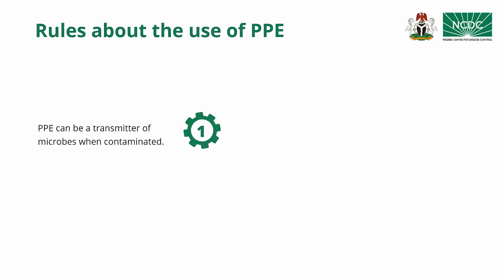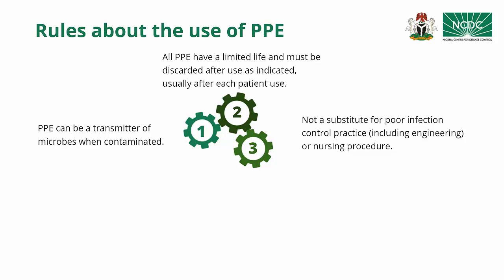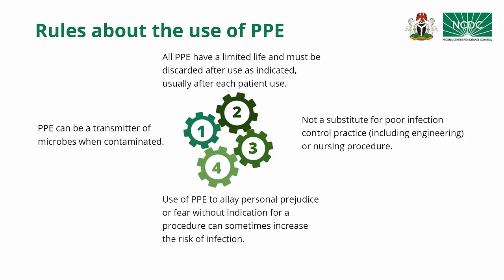Note that PPE can serve as a transmitter of microbes when contaminated. As a result, all PPE have a limited life and must be discarded after use as indicated, usually after each patient's use. The use of PPE is not a substitute for poor infection control practice or nursing procedure. For example, wearing gloves does not mean that you do not practice hand hygiene. Finally, PPE should not be used to allay personal prejudice or fear without indication for a procedure, as this can sometimes increase the risk of infection.